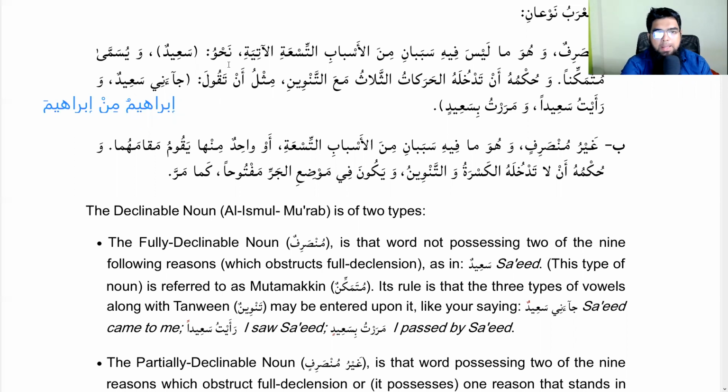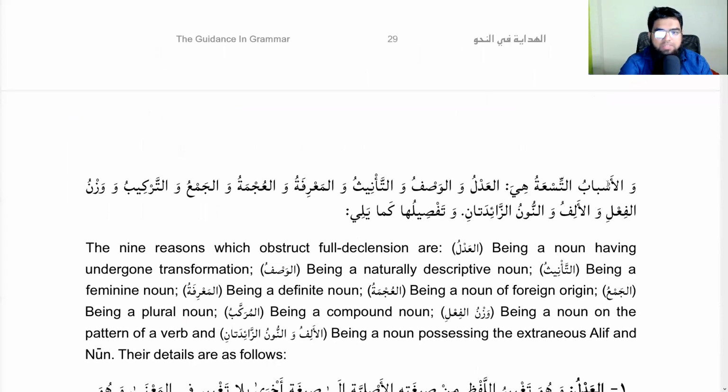So that's why we learned in declension that this fatha is representing the kasra. Fi mawdi'il jar, in the place of jar. Right? This fatha was actually a kasra. But these guys hate kasras, diptotes. Ghayr munsarif. Okay. Well, asbabu tis'atu. Now we'll start explaining the 9 reasons.